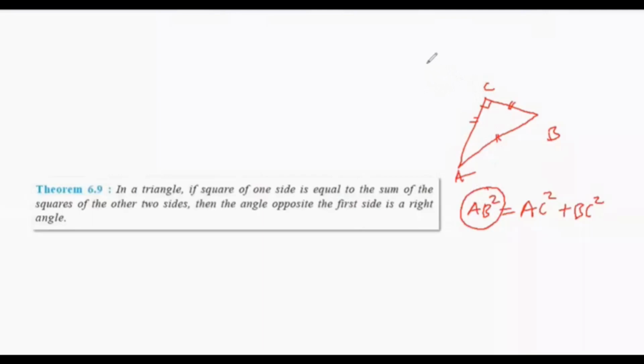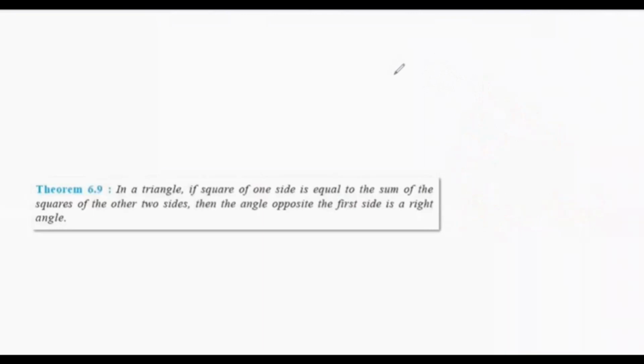The proof is given there in the textbook. That's not much important from the exam point of view, so I don't explain now. But it is very simple. You can read the theorem in the textbook, and you will understand. Very simple proof. Okay, so we move to some problems. Some problems related to Pythagoras theorem.